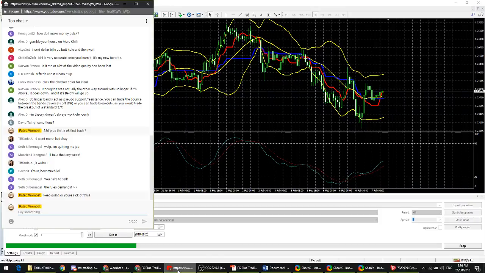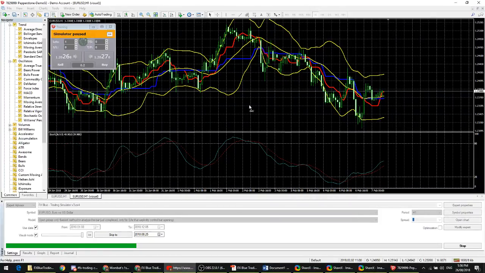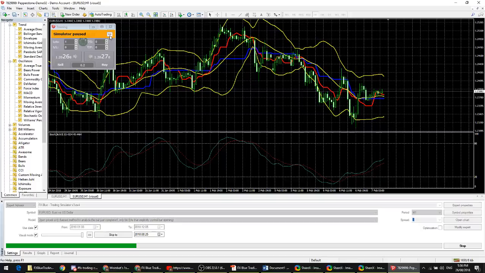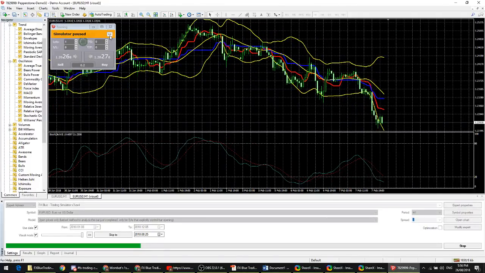Do you want me to keep going, or you're sick of it? We can keep going if you want. But this is the test. So this is how we find out if these random indicators that we have actually make a good system. We can test it. Alright, so we've gone down below again.